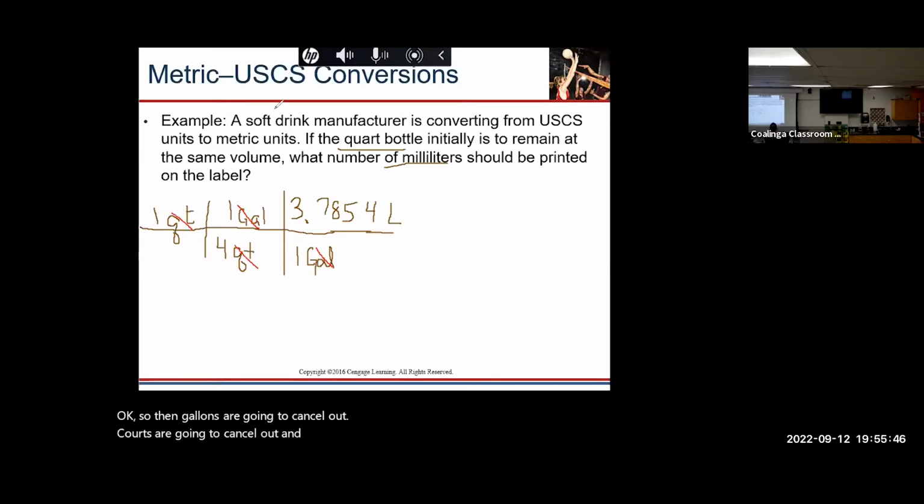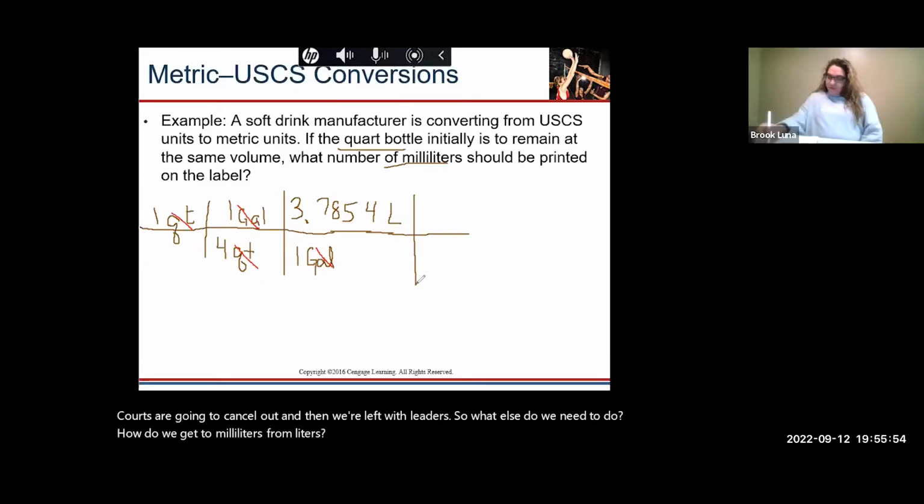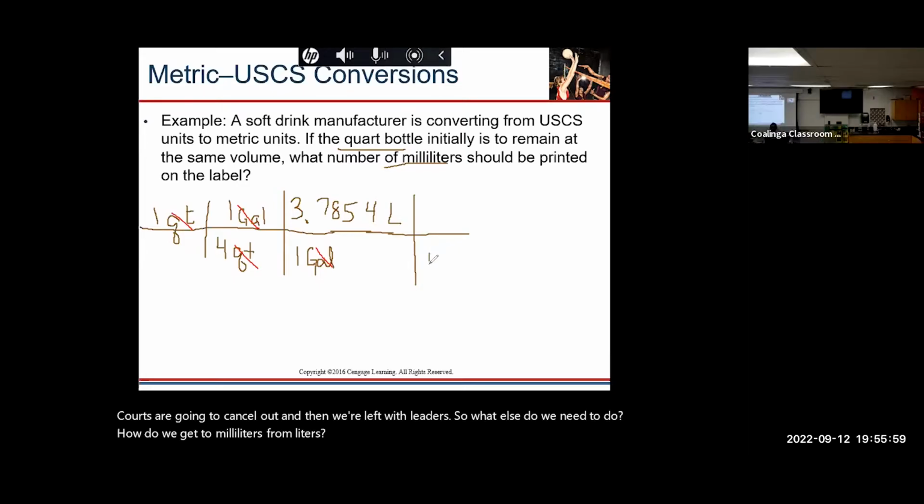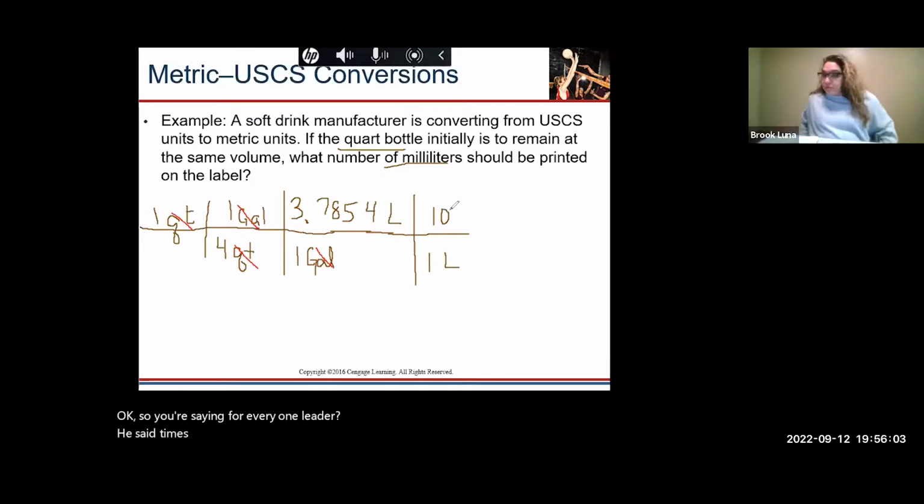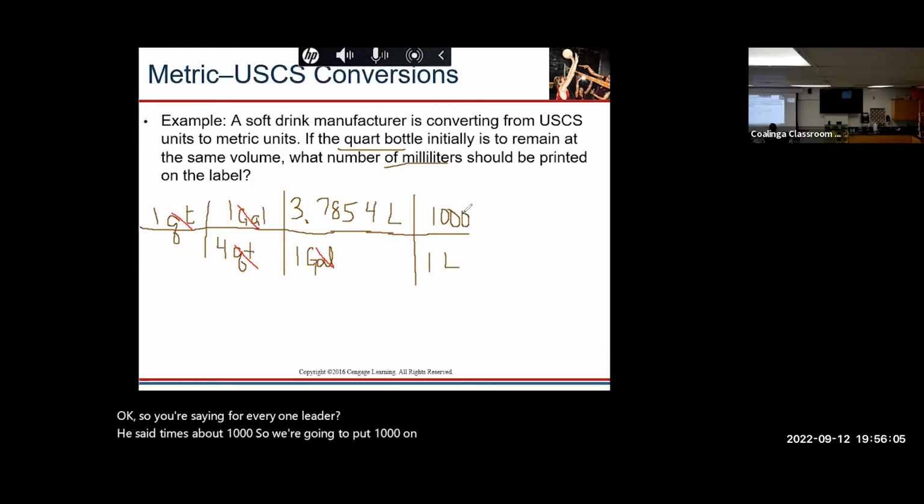So what else do we need to do? How do we get to milliliters from liters? Times it by 1,000. Yeah, so for every 1 liter, there's 1,000 milliliters. So we're going to put 1,000 on top, 1,000 milliliters. Okay, so then that's going to equal.